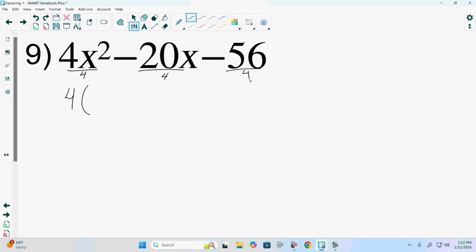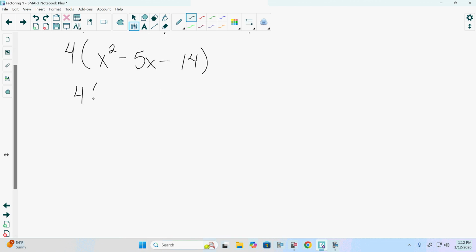Now, when we factor 4 out of 4x squared, we're left with x squared. When we factor 4 out of 20x, we're left with 5x. And when we factor 4 out of 56, we're left with 14. Two sets of parentheses with 3 spaces.